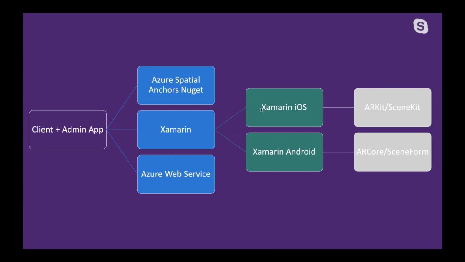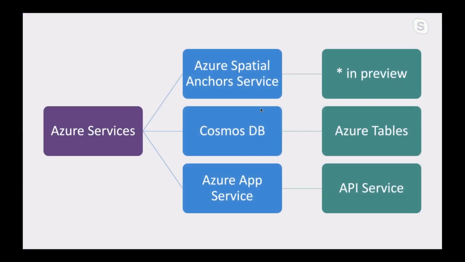So that's the high-level structure of what the client and the admin app look like. Let's see what the web services look like. In Azure, we're going to be setting up three different types of services.